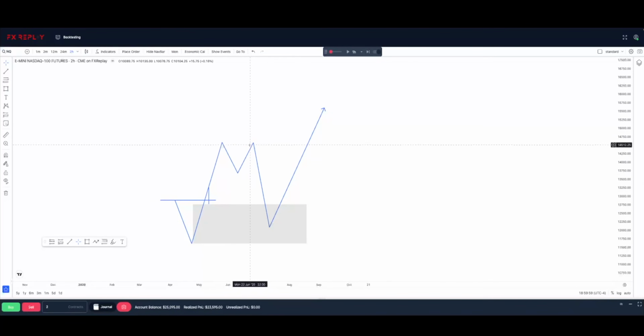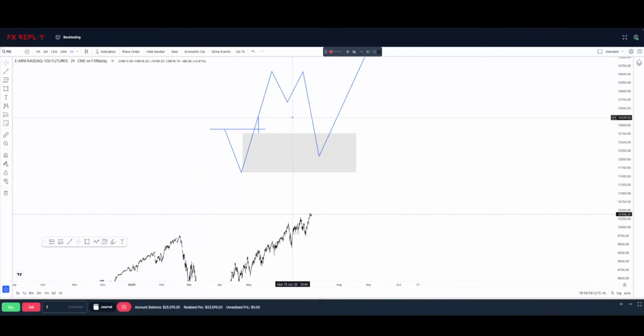Oftentimes you're going to see it give what looks like an internal shift in structure where we're starting to go the other way, but we're just tapping into the trend from the external, and it's going to catch it right here or somewhere around here.